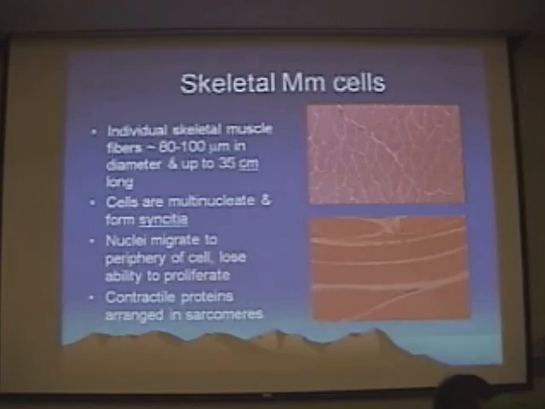Muscle, we've got a couple of different types of muscle: skeletal muscle, smooth muscle, cardiac muscle. Skeletal muscle fibers, remember, are multinucleate.